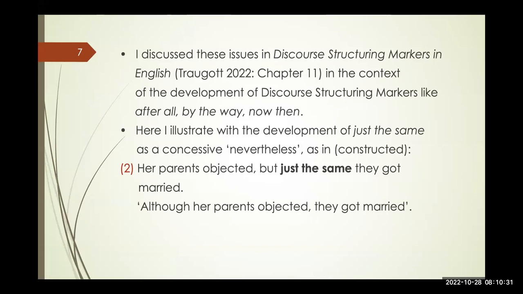I talked about them in the context of the development of what I call discourse structuring markers, like after all, by the way, and now then. I'll come back to that term momentarily. And I'm going to illustrate today with the development of just the same, used as a concessive meaning nevertheless, as in an example that I constructed: her parents objected, but just the same, they got married. Although her parents objected, they got married. Just the same there means although or nevertheless. And I'll talk about how that came into being and how we might think of representing the changes.